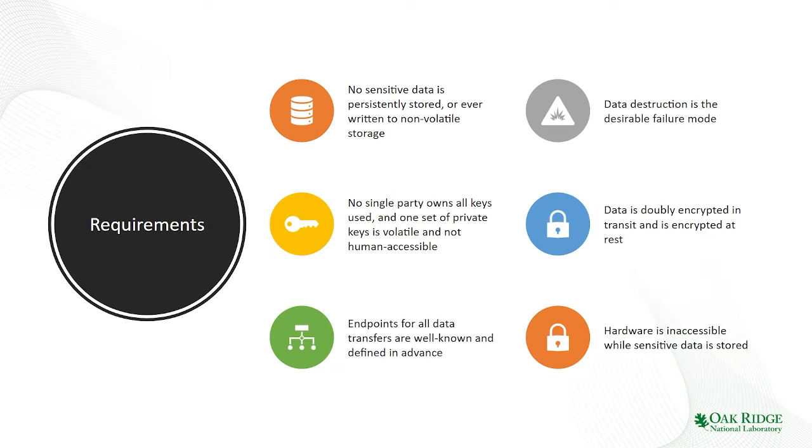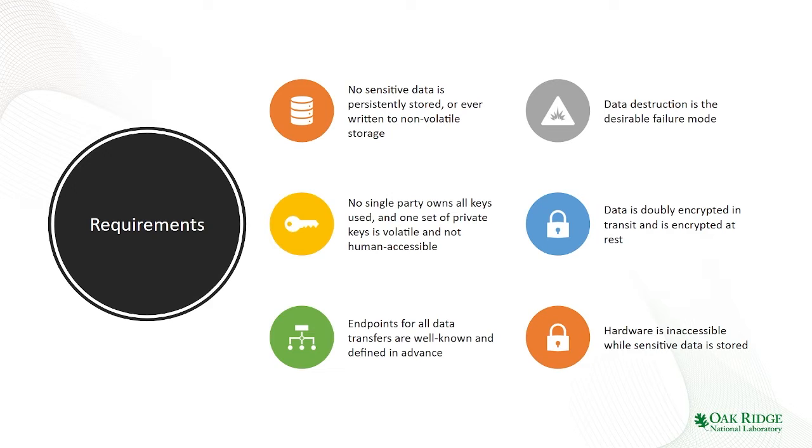No single party owns all the keys used. That's cryptographic keys for communication. And one set of private keys is volatile and not human accessible. So when the system is running, the system can generate a key, store it internally in DRAM, and then when power is lost, that key is lost.